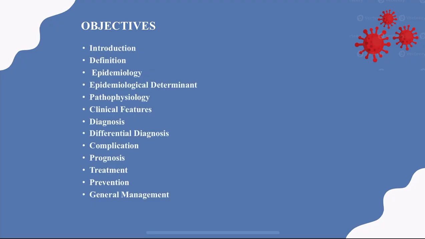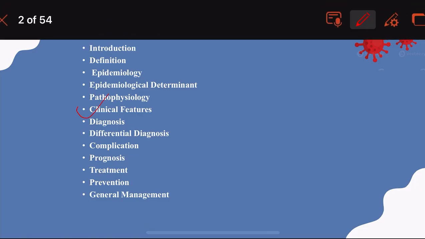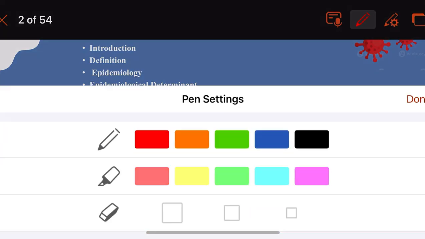The objectives include the introduction to poliomyelitis, the definition, epidemiology, epidemiological determinants, and also we will see how poliomyelitis enters the body and how it affects us. That is the pathophysiology, and the signs and symptoms, the clinical features of the disease, the diagnosis, the differential diagnosis of poliomyelitis, the complications, prognosis, the treatment aspect, the prevention, and lastly, the general management of poliomyelitis.